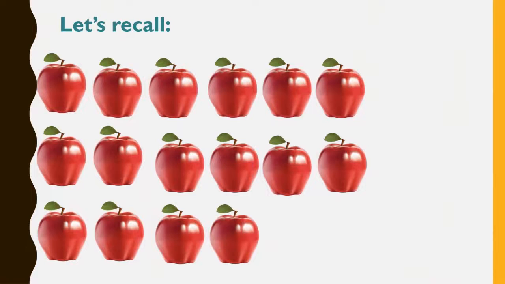Students, as we have already learned about subtraction, we will quickly revise it. So, what do you see in the picture? Yes, there are many apples. Let's count them. 1, 2, 3, 4, 5, 6, 7, 8, 9, 10, 11, 12, 13, 14, 15 and 16. So altogether there are 16 apples.